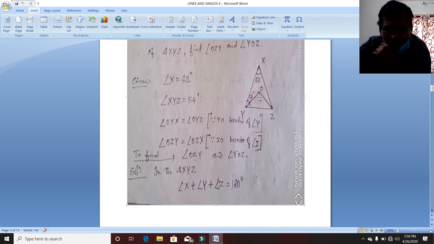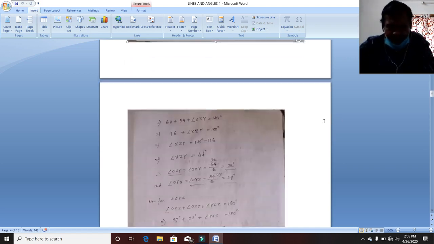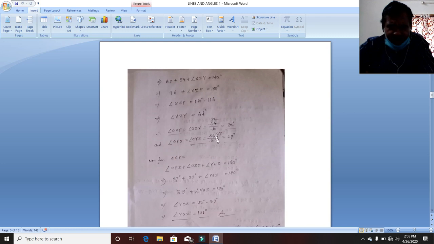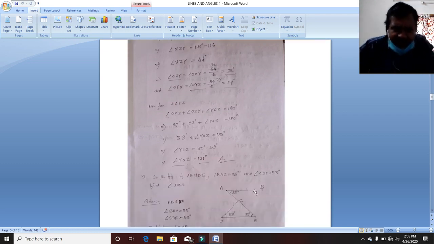In triangle OYZ, angle YOZ plus angle OYZ plus angle OZY equals 180 degrees. So I have written here: the sum of three angles is 180 degrees. Now its value is 27 degrees, and its value is 32 degrees. I have calculated as above, and I have to find angle YOZ, yes or no? So from that I calculated the value of YOZ equal to what? 121 degrees, yes or no?